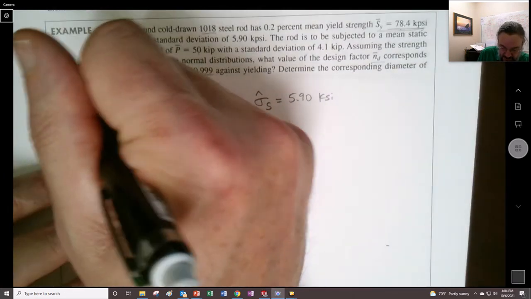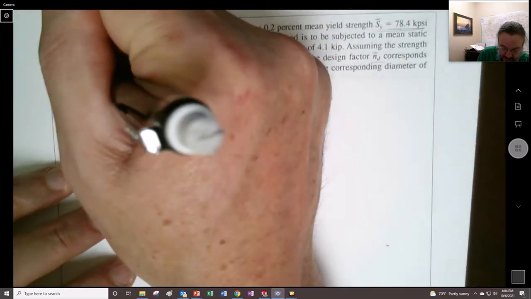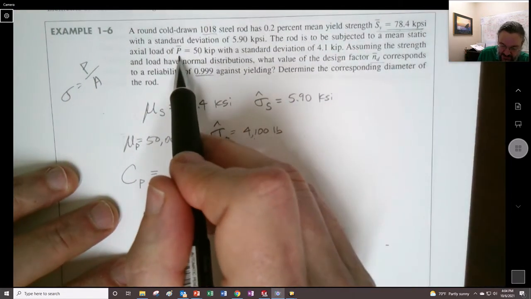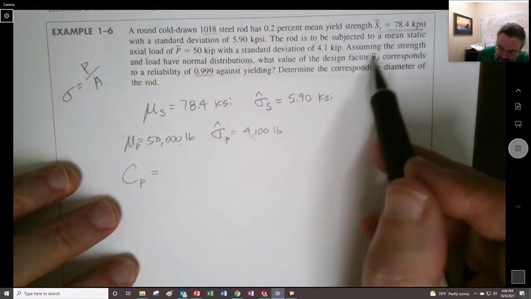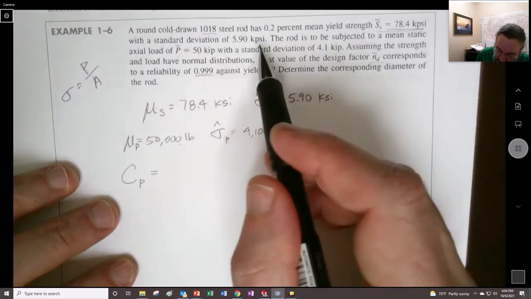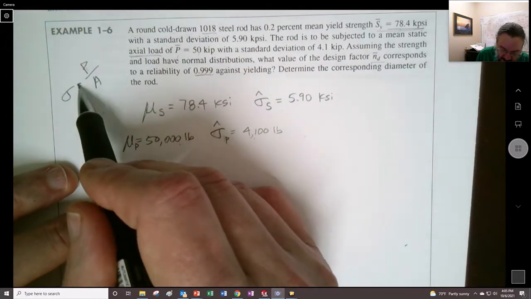Because we know that the stress, this is actually stress, is going to be P over A, right? If they're the ones that decided that P was going to be the load, right? So this is axial. They say that somewhere in there, that we're subjected to static axial load right there. So this is the stress.